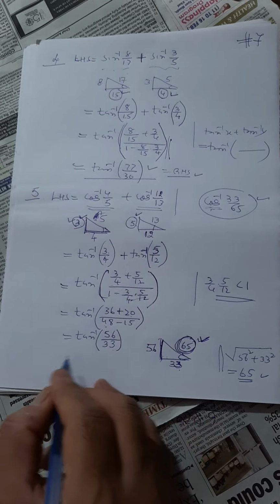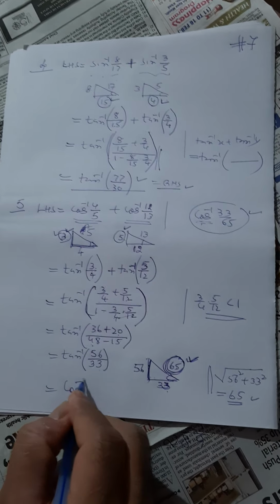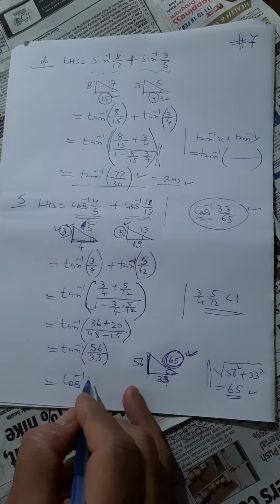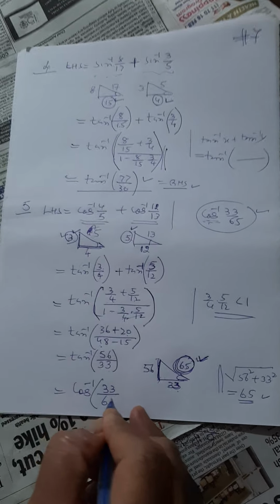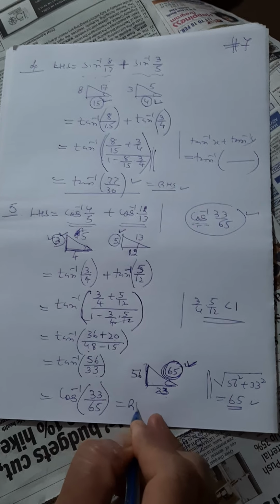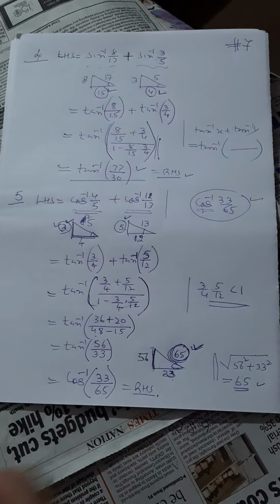Now again you write the cos from this, because we want the cos function here. So cos inverse adjacent upon hypotenuse, which is 33 by 65. So that's your RHS.